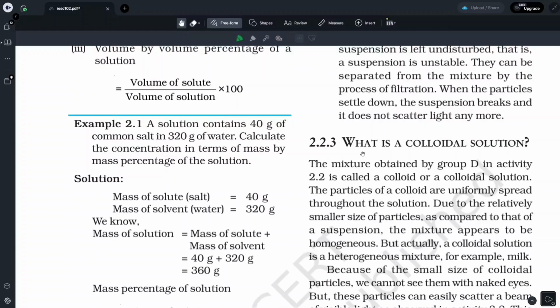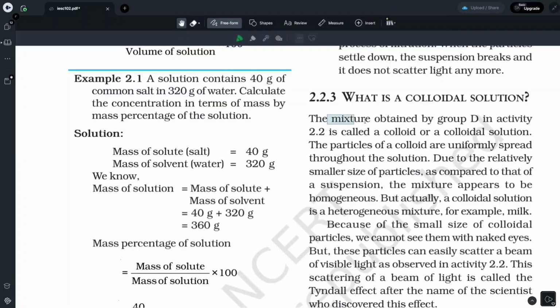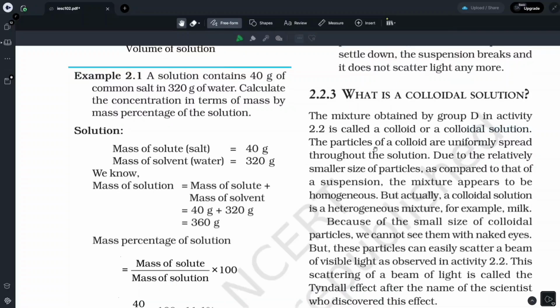So let's move to what is a colloidal solution. The mixture obtained by Group D in Activity 2.2 is called a colloid or colloidal solution. The particles of a colloid are uniformly spread throughout the solution. Due to the relatively smaller size of the particles as compared to those of a suspension, the mixture appears to be homogeneous, but actually a colloidal solution is a heterogeneous mixture.